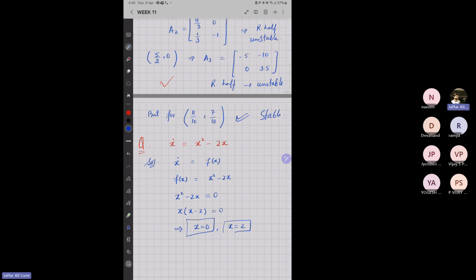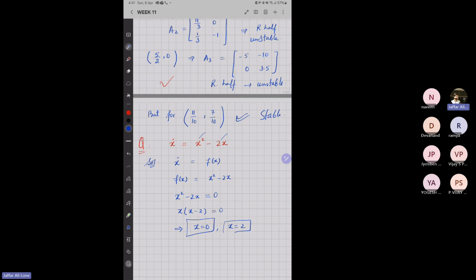So if you put x equal to 0, you will see you'll get 0. If you put 0 and 2 into 0, you'll get 0. Similarly, if you put x equal to 2, you'll get 4, and then 2 into 2, 4, so you'll get 0. So these are the two equilibrium points for this system.